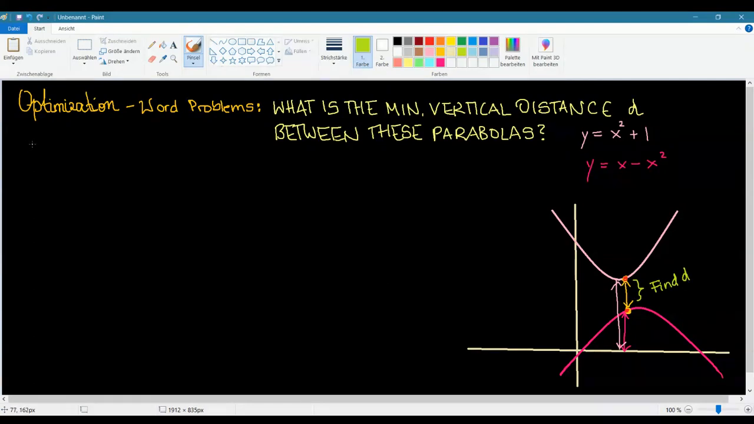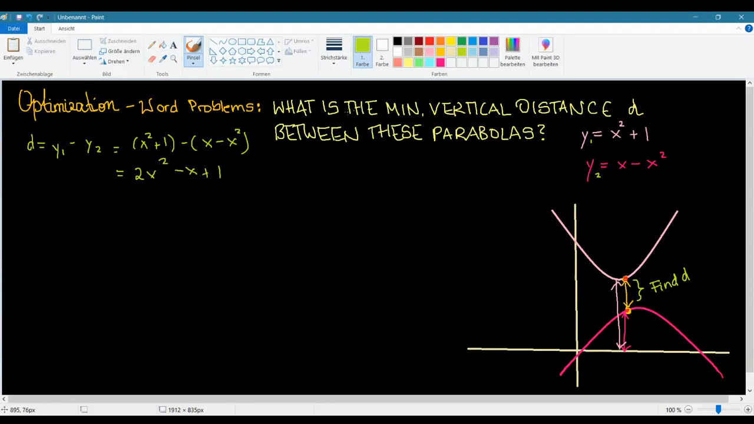Okay, so let's just do that. Let's write it up here. d equals, let me make this y1 and this y2, right? So it equals y1 minus y2, which equals x squared plus 1 minus x squared. But we can simplify that, and it comes out to 2x squared minus x plus 1.